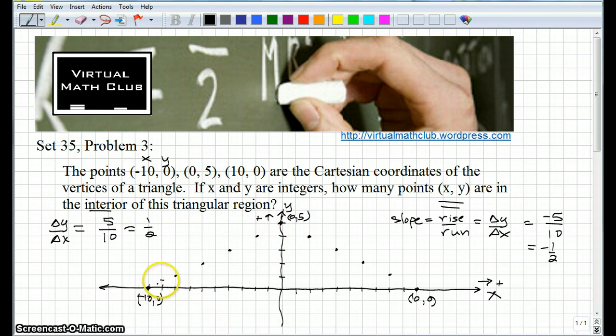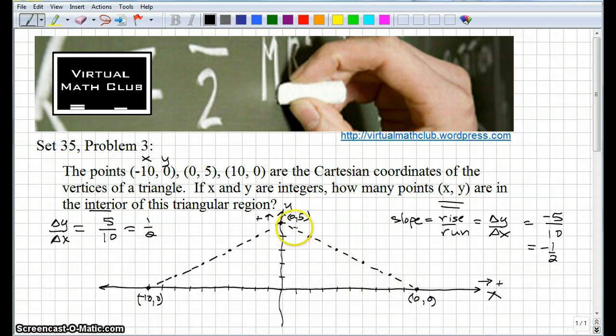I could draw some dotted lines through those points. Then you can see the edges of the triangle. But we're only concerned with the points that are in the interior of this triangle. We don't want to concern ourselves with the points on the borders, so that includes anything that lies on these two lines, and also along the axis. We're not worried about those because those are the boundaries of the triangle.